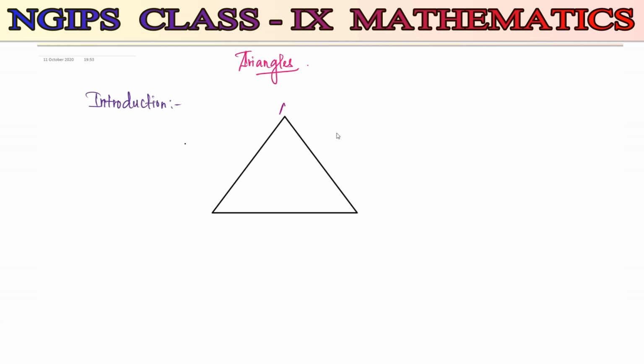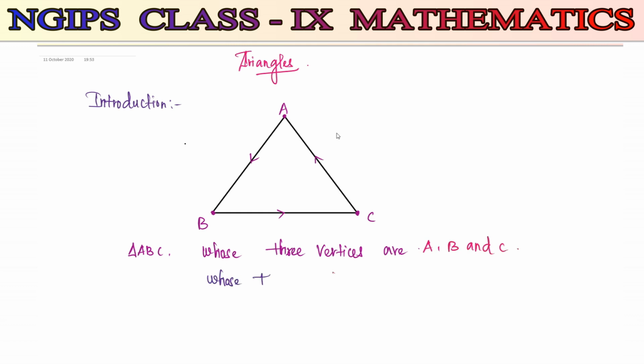I can mention here this is a vertex A, this is a vertex B, and this is a vertex C. So totally we have three vertices as well as three sides. AB is one side, BC is the second side, and AC is the third side. The adjoining figure shows a triangle ABC. In the triangle ABC, whose three vertices are A, B and C, the three sides are AB, BC and CA.